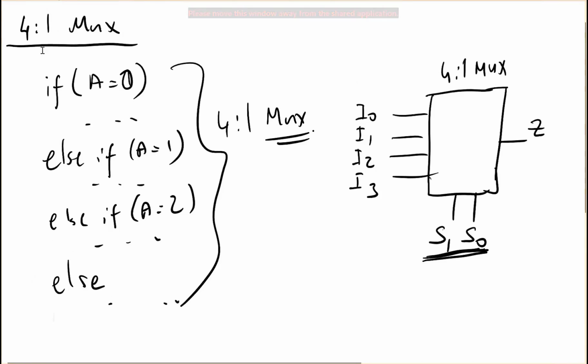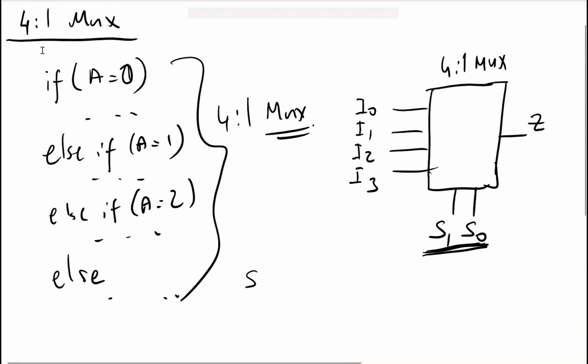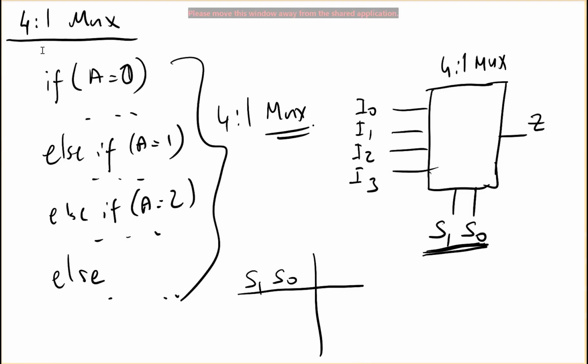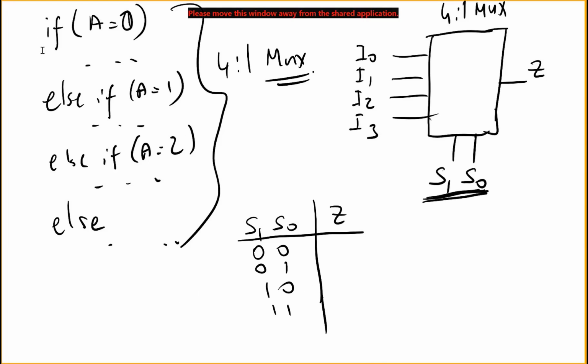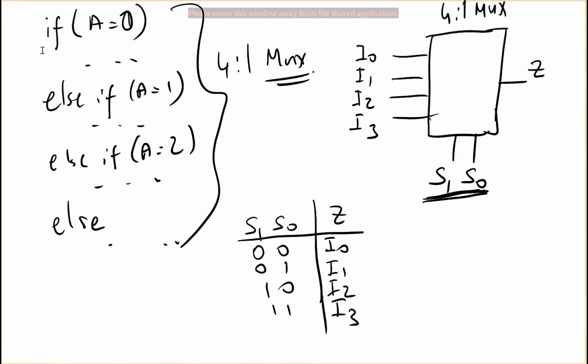So let's do the functionality table for this 4 to 1 mux. I have S1, S0, and I have this output Z. I have written all the possible input combinations for the select signal. In this case, I will have I0 for select signal 0, 0. If my select signal is 0, 1, I will be selecting I1. For 1, 0, I will be selecting I2. For 1, 1, I will be selecting I3.